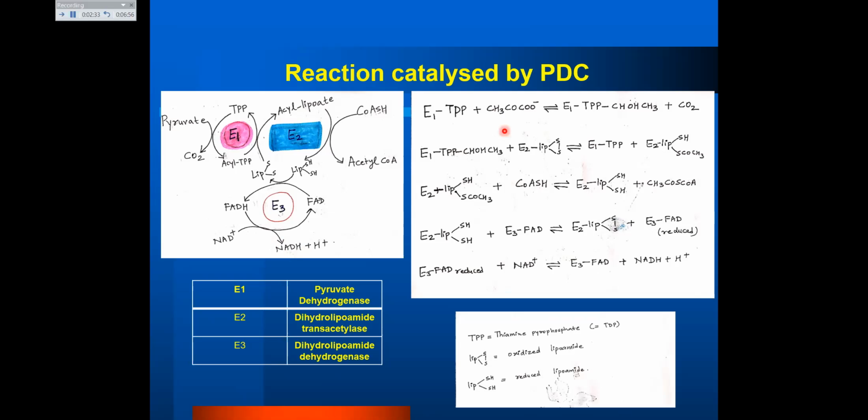So this is a representation of the reaction mechanism involved in the conversion of pyruvate to carbon dioxide and acetyl coenzyme A. The first step is the same, decarboxylation of pyruvate to form carbon dioxide, parallelly mediated by E2 and its cofactor, and then the next step is catalyzed by the E2 enzyme where the transacetylation reaction occurs and transfer of the acetyl group takes place, followed by the regeneration of the oxidized form of lipoamide by the action of enzyme E3.